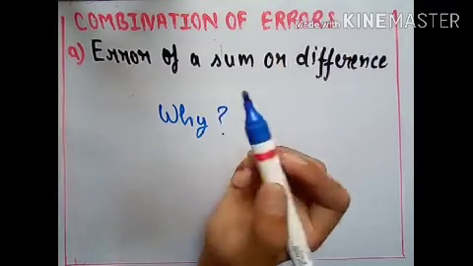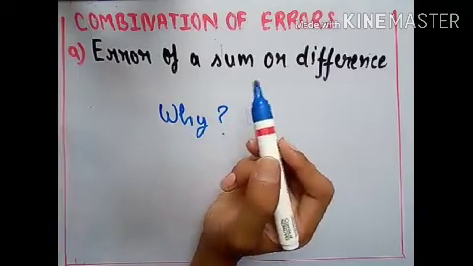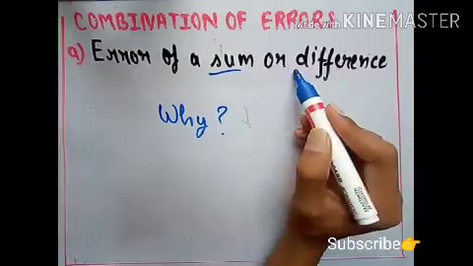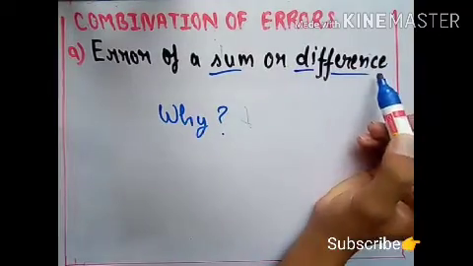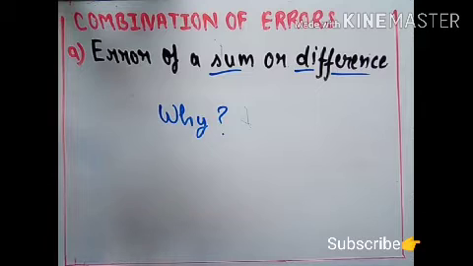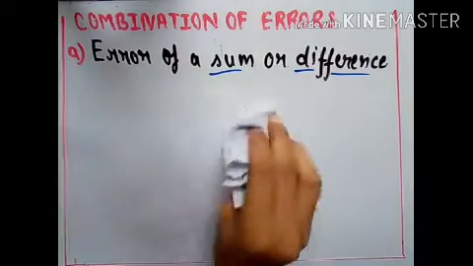So let's see. The first one is error of a sum or difference. We wrote here sum and difference simultaneously, the reason being sum and difference error goes by the same process of adding and subtracting. Soon you will understand this.